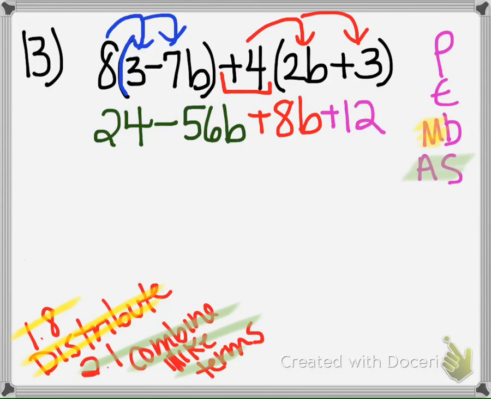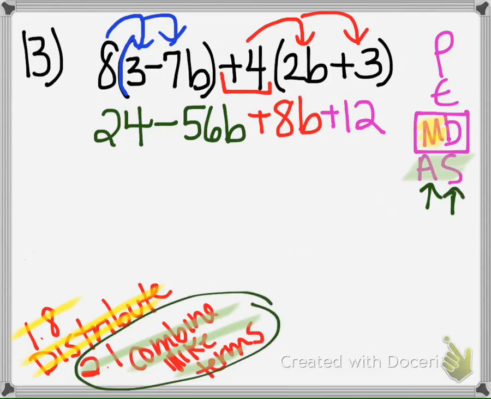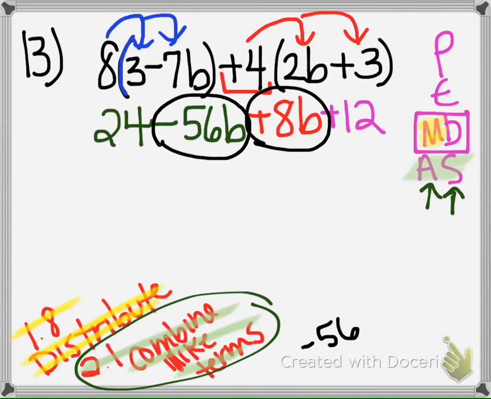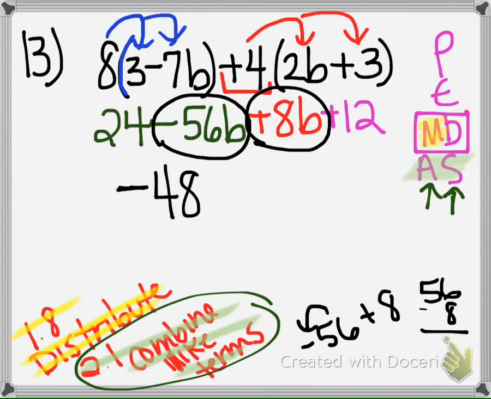So now that we have finished the multiplying, the distributive property, now we can add or subtract by combining the like terms. So we can put together the negative 56b and the positive 8b. So we would solve this math fact there, and we would know that 56 is larger, so our answer will be negative. And since they are different, we subtract and we get negative 48b.